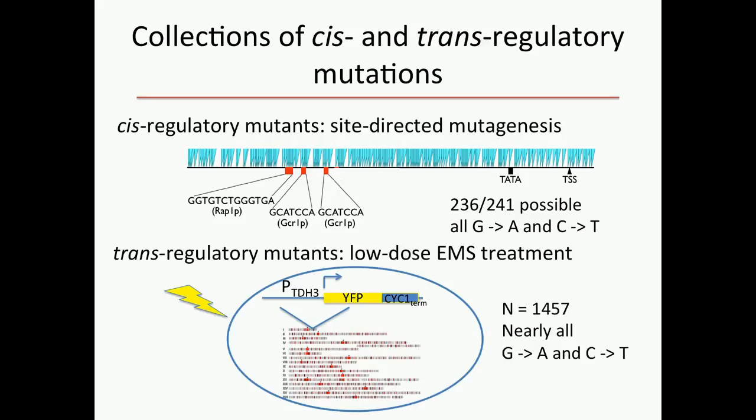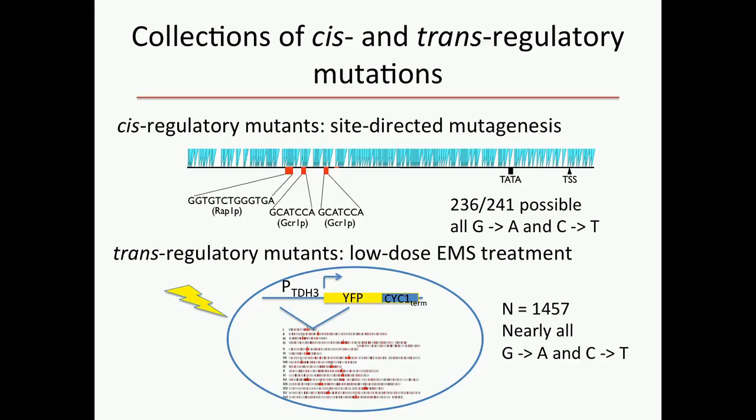For the trans-acting mutations, we introduced those randomly with a very low dose of EMS. So EMS is a chemical mutagen. It also changes Gs to As and Cs to Ts. We used a level of EMS such that only 1 mutation that alters expression of the reporter gene is induced per cell, although there actually are about 30 base changes in the cell.